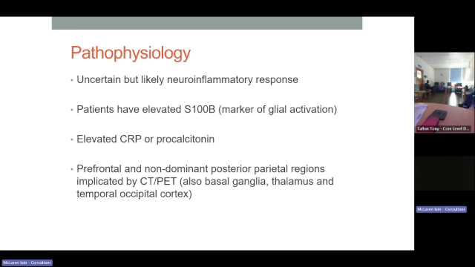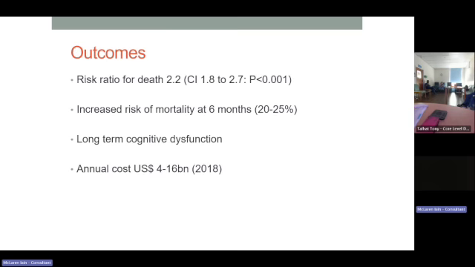And CT and MRI imaging and PET imaging of patients with delirium, compared to patients without delirium from a similar otherwise physical set, show some damage in around the posterior parietal regions and prefrontal regions, and also around the basal ganglia and the thalamus and the temporal occipital cortex. And those have been demonstrated quite clearly in numerous studies. So it has a real physical basis.